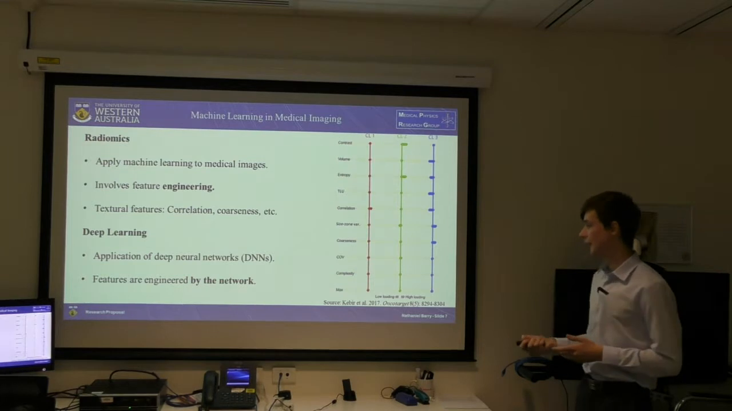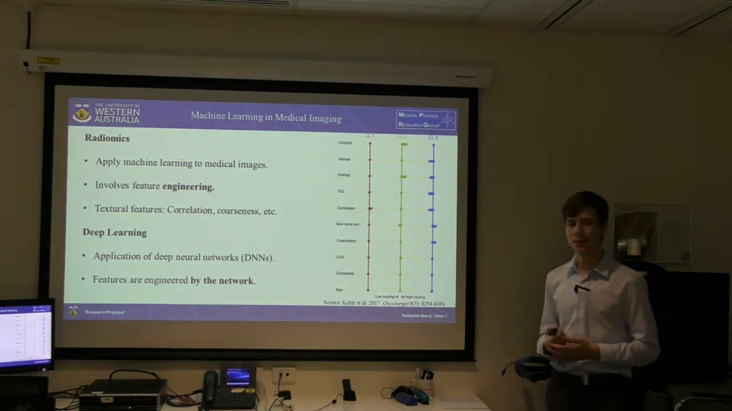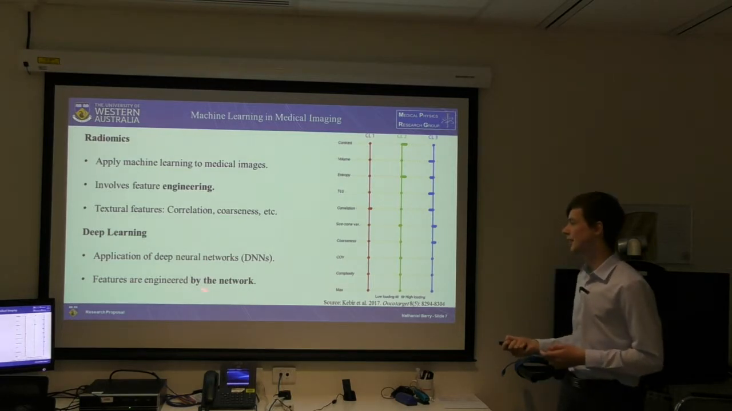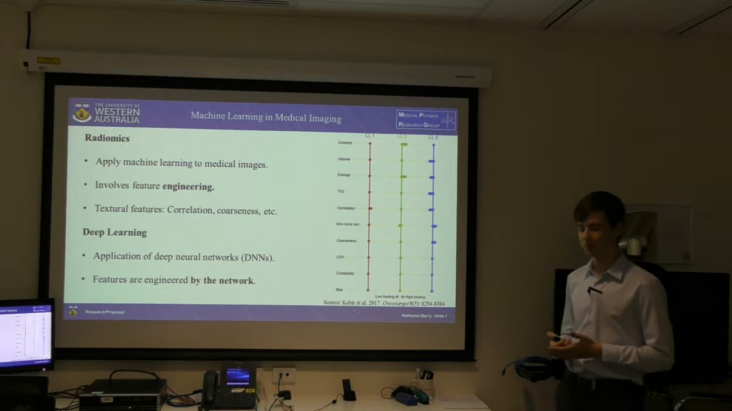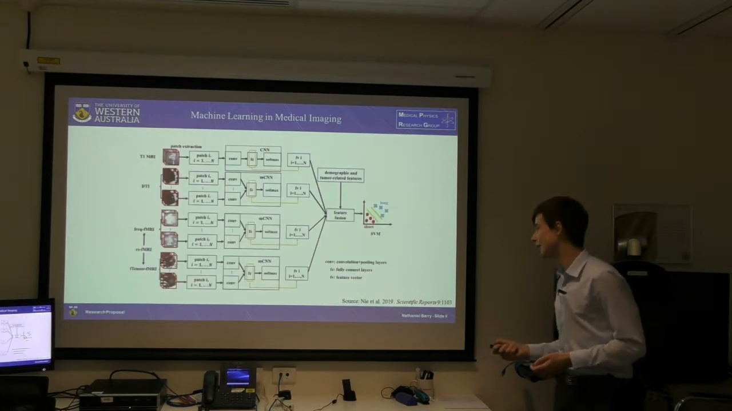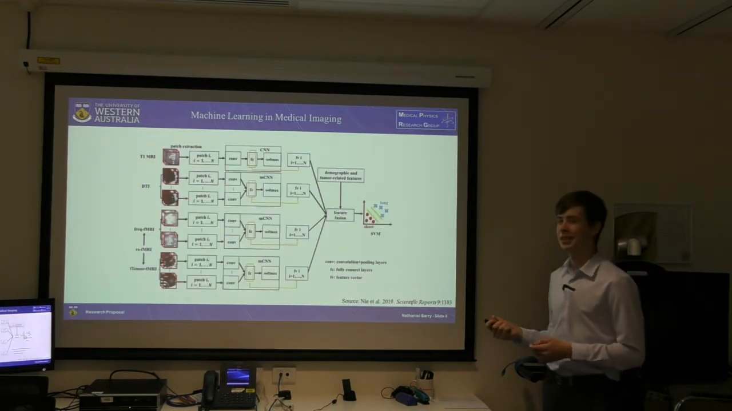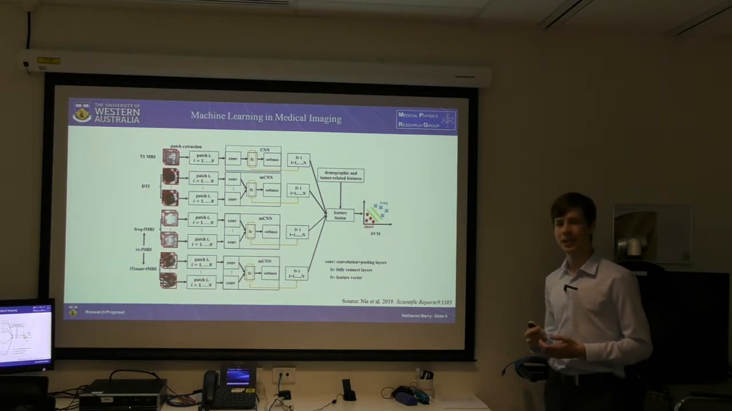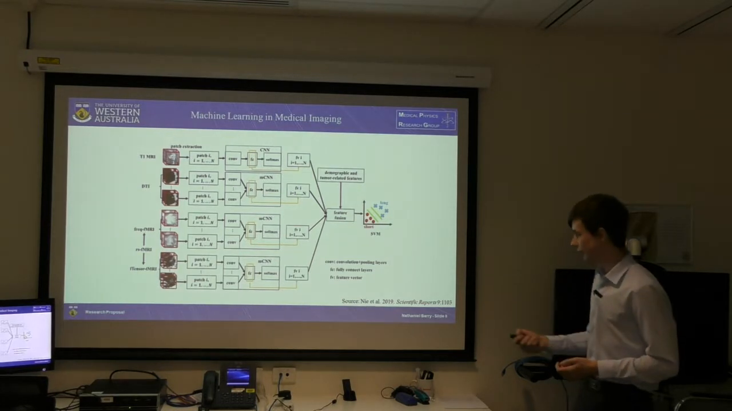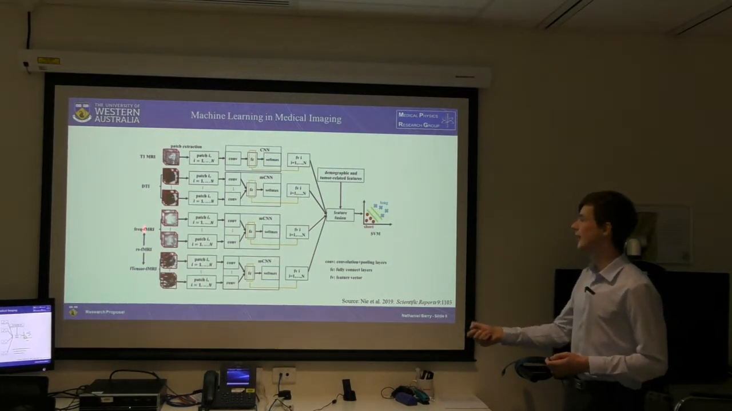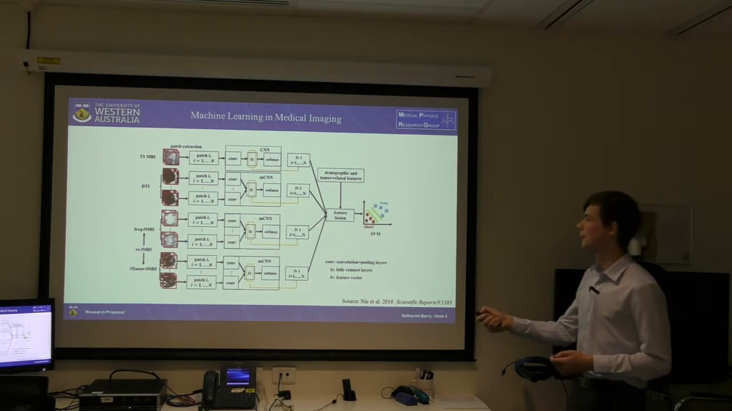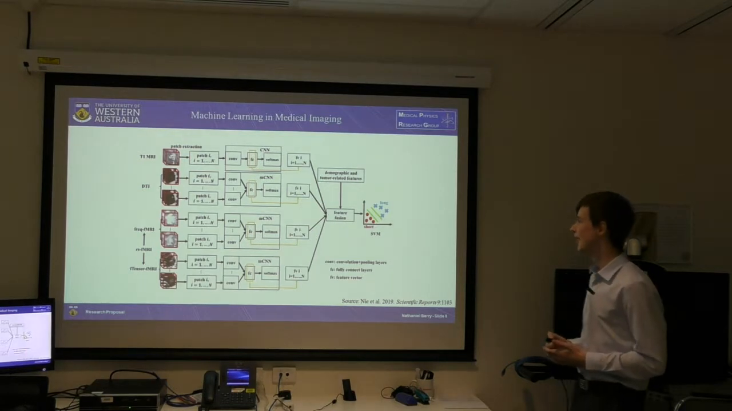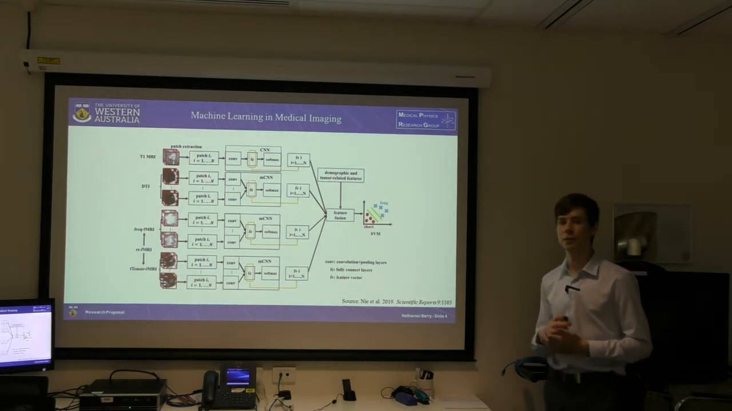And so we can go to deep learning, which is the application of deep neural networks. The benefit of deep learning is that features are engineered by the network, so we don't need to go through this process. An example of this is from a fairly recent paper just published at the beginning of this year, I believe. This is looking at different MRI imaging modalities for high-grade gliomas. You can see the different imaging modalities here, and they're putting them through these convolutional neural networks, which are used for image identification specifically. And they're training them to make these predictions on overall survival.